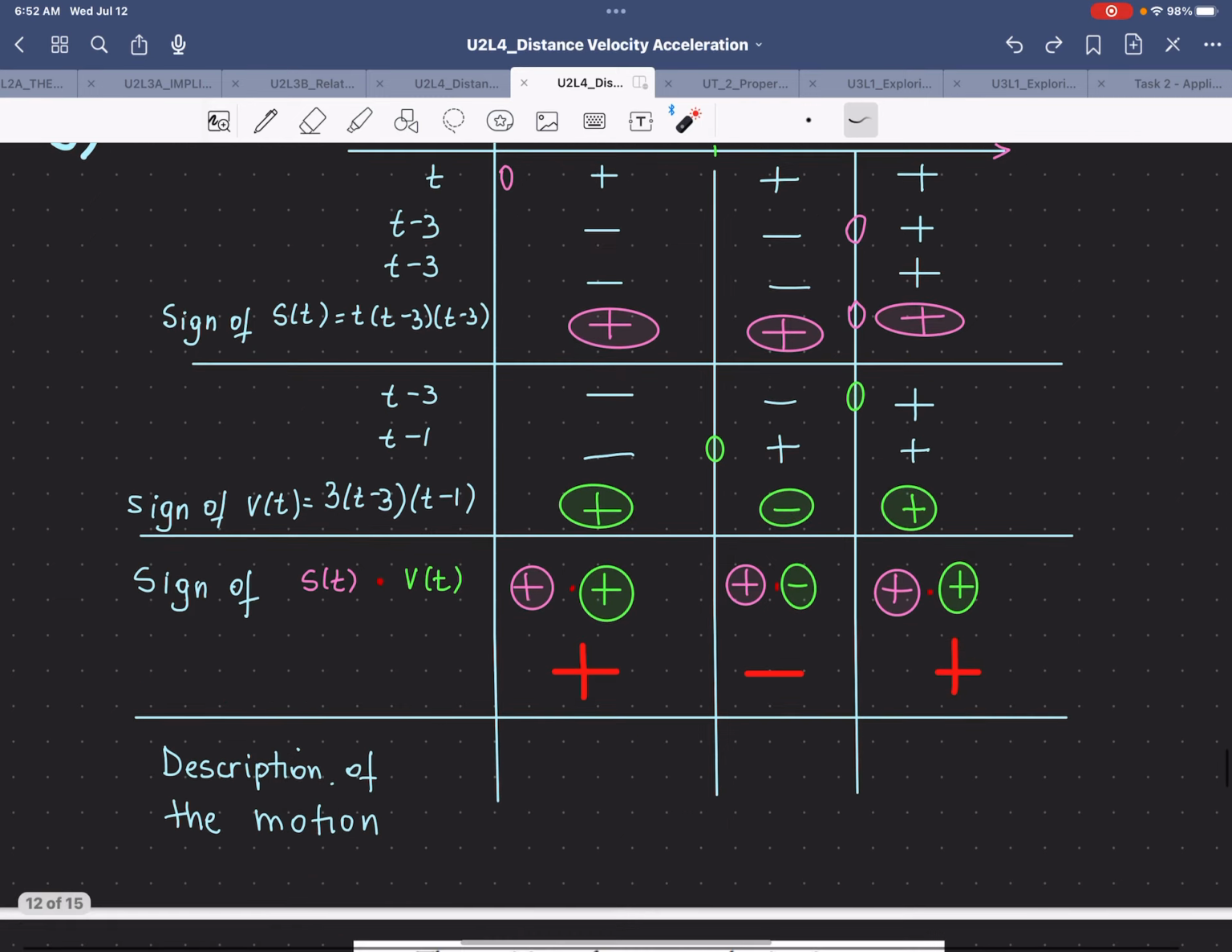Now remember that we've said that if the product S(t)V(t) ends up being positive, the object is moving away from the initial point. Remember, initial point, point of reference, or the origin mean the same thing.